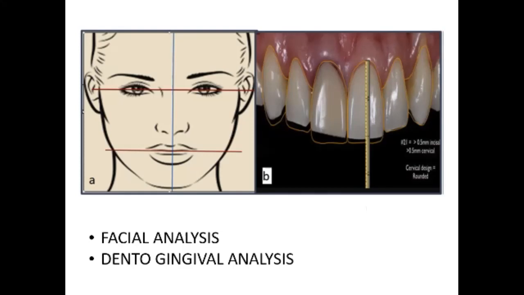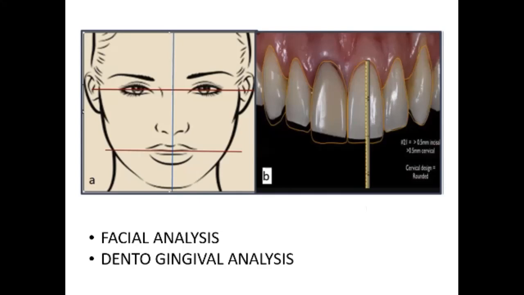So this is about the analysis. 2 types of analysis will be done. First is the facial analysis and the dento-gingival analysis. I'm just going to give you a basic idea only in this short presentation. So basically, in the facial analysis, there are different planes. According to the position of different planes, which are measured using your photos, the shape and size of the teeth will be decided.